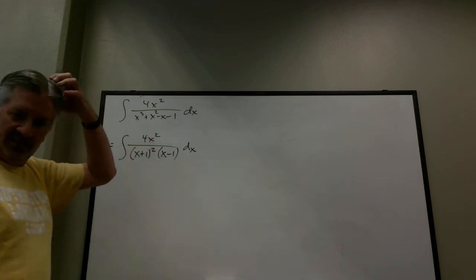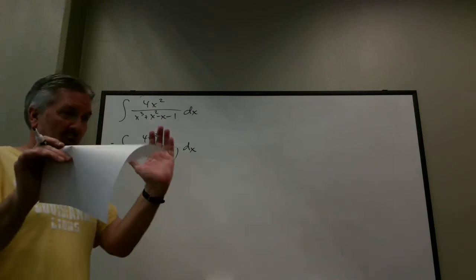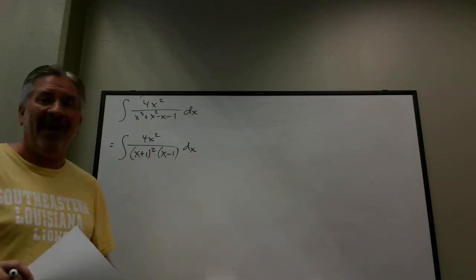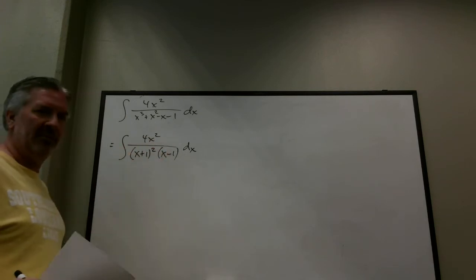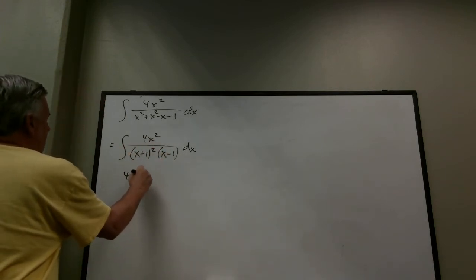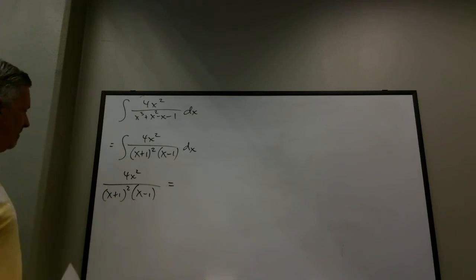Okay, so when it says factor in terms of linears and quadratics in the decomposition, I mean a quadratic, something x squared plus something x plus c, that you can't factor. That's what they mean. So this is a linear to a power and a linear to a power. Okay, so how's the decomposition going to go? So I'm just writing the integrand. Now how are we going to do the decomposition?